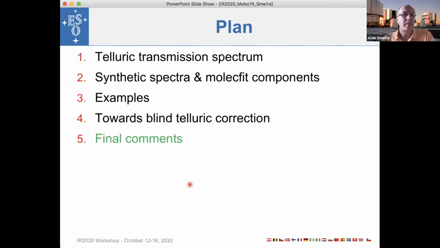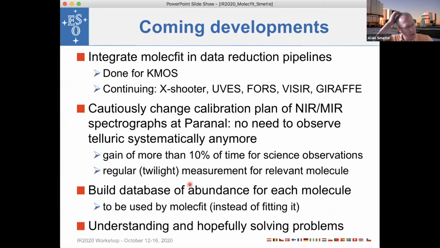So let's go to final comments. Currently, there is a large amount of work being done in integrating Molecfit in the data reduction pipelines. This has been done for CRIRES and will be done for UVES, FORS, KMOS, and GIRAFFE in the first go, and other instruments in the second step.